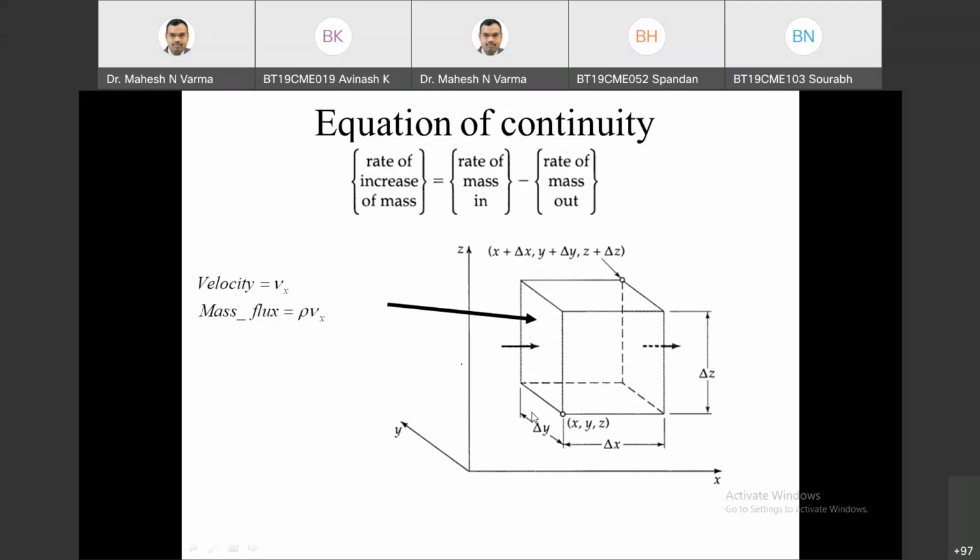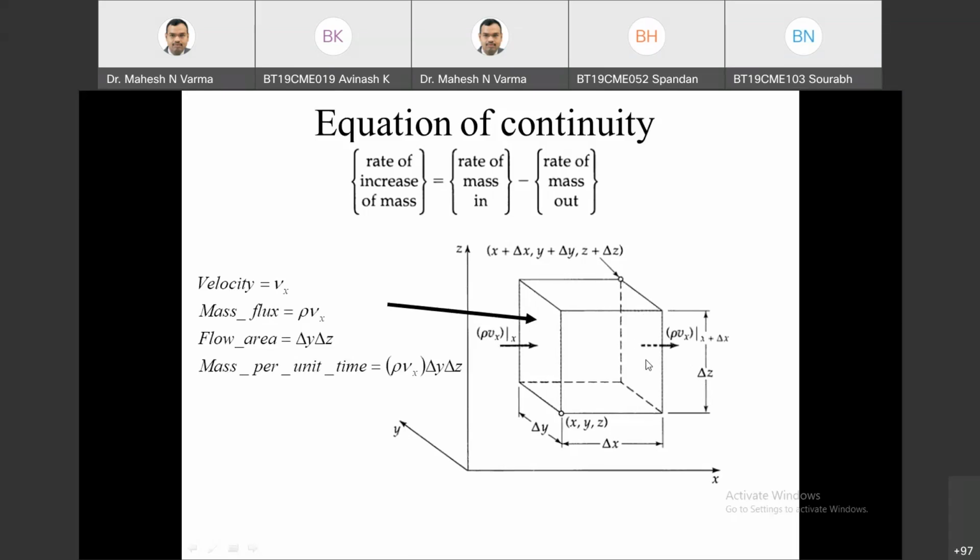Velocity into density will be a mass flux, and mass flux multiplied by surface area will give you the rate of mass coming in. So you can get the rate of mass coming in in the x direction. This will give you the rate of mass going out in the x direction. Similarly, this will be a flux multiplied by surface area. So flux multiplied by surface area. This will be the rate of mass coming into this differential area in the x direction, and this will be the rate of mass going out in the x direction.